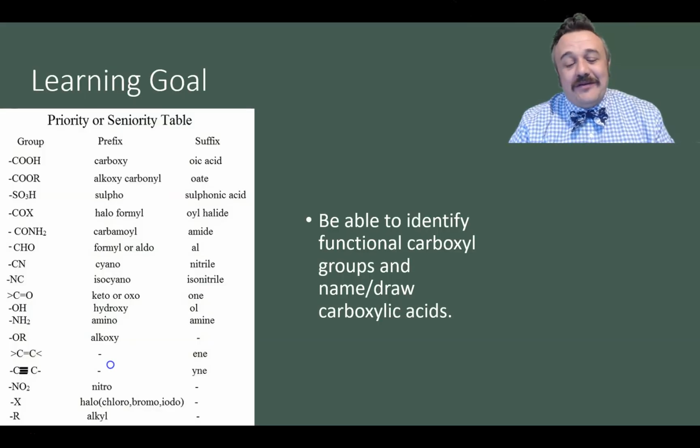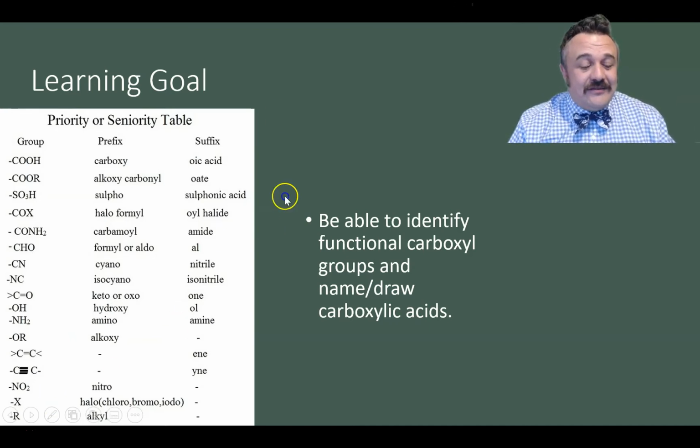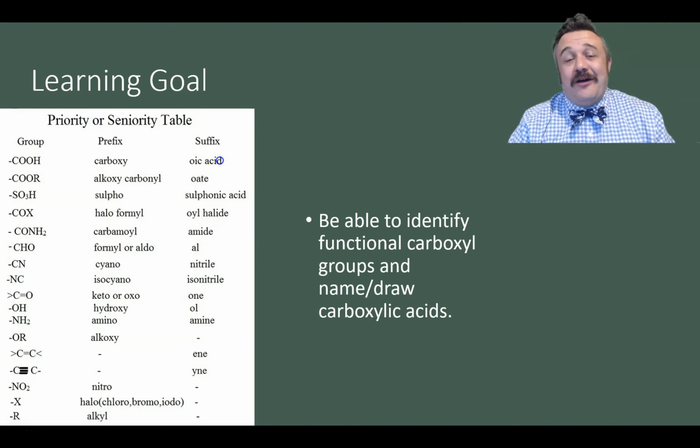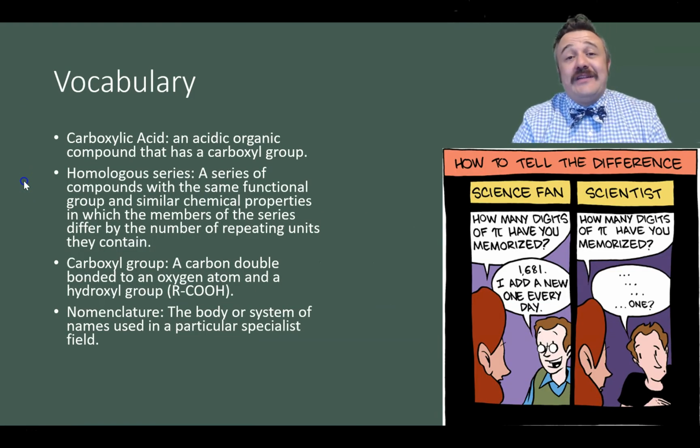So our learning goal is to be able to identify the functional group, which is a carboxylic acid or carboxyl group, and be able to name and draw carboxylic acids. I'll draw your attention to this over here, and you'll see that the carboxyl group gives us our highest priority. So if there's a carboxylic acid, it doesn't matter what else is on there. If you see this carboxyl group, it's a carboxylic acid. That's how it will be named. Everything else is secondary.